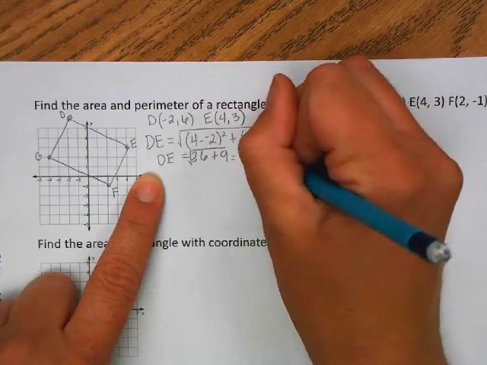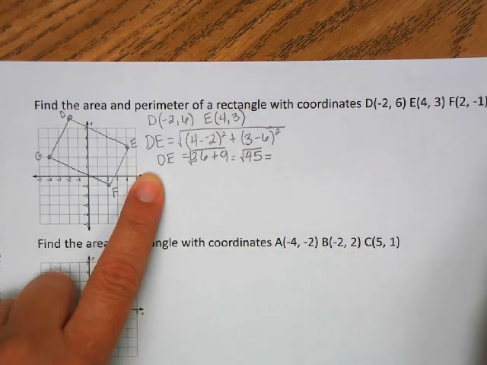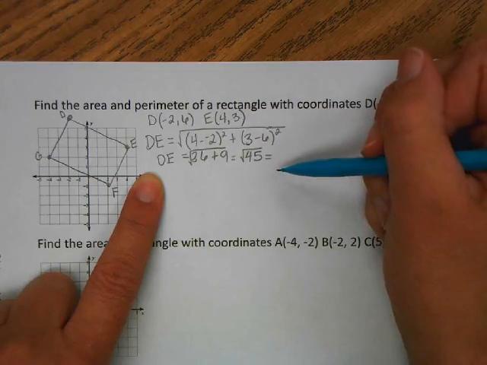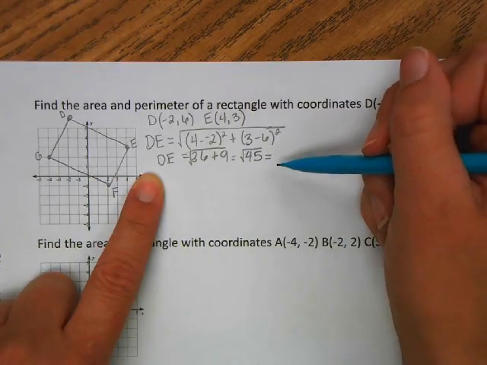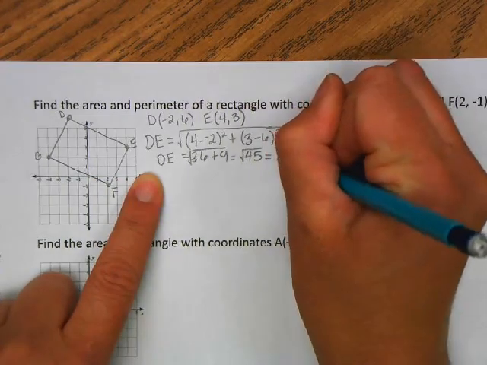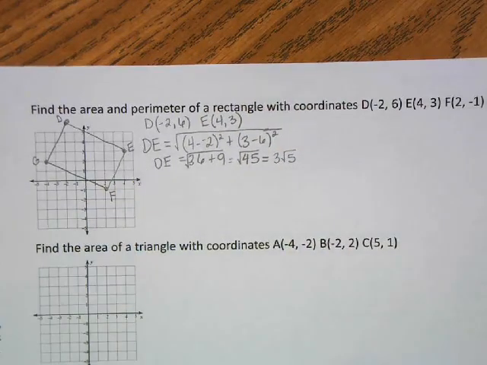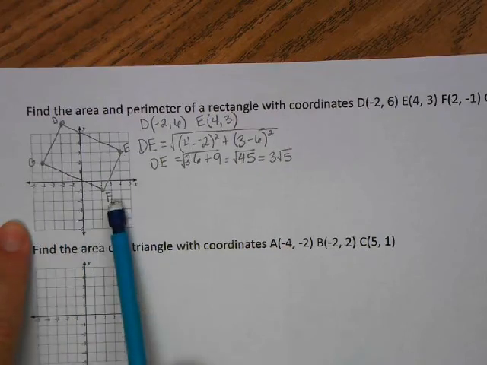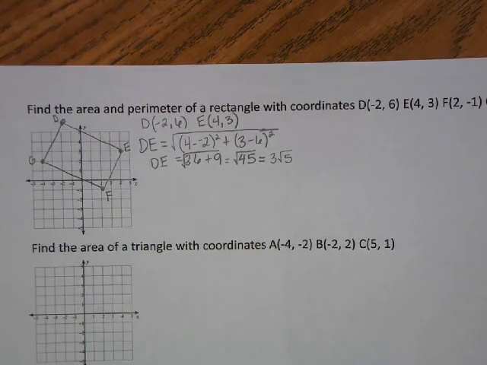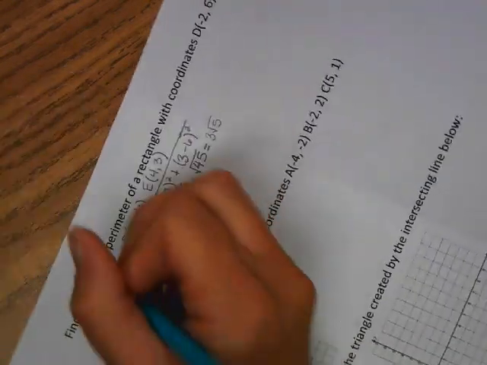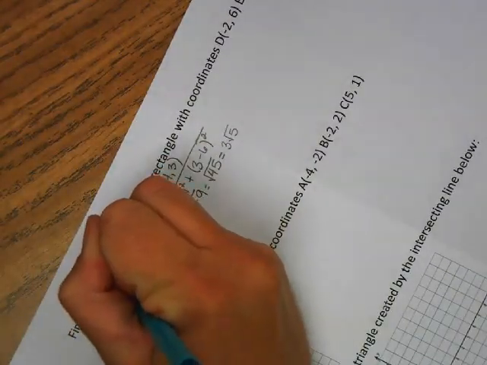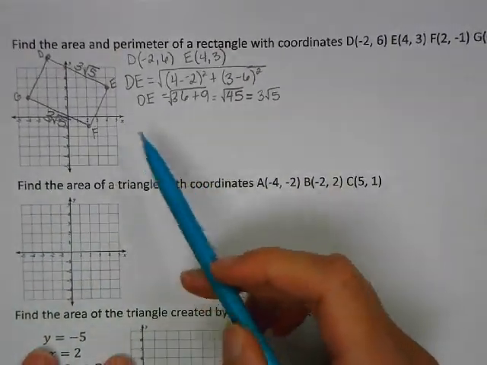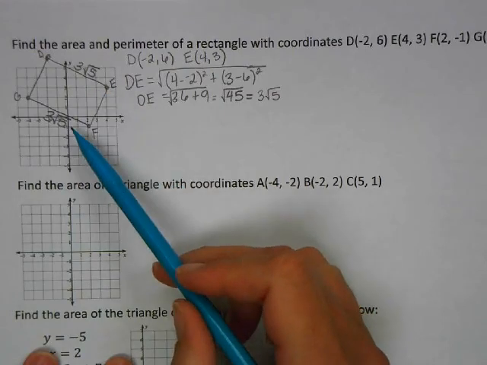And the square root of 45 can be simplified. It can be put into simplest radical form, because 9 can go into 45 5 times, and the square root of 9 is 3. So this simplifies to 3 root 5. So that means DE and GF both have a distance or a length of 3 root 5. So I'm just going to label that 3 root 5, 3 root 5, because in a rectangle, opposite sides are the same length.